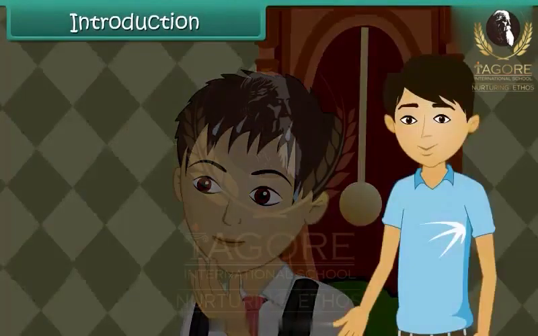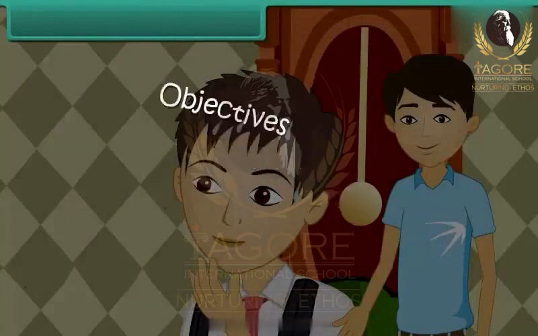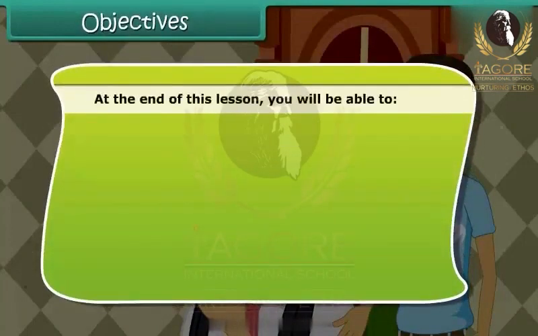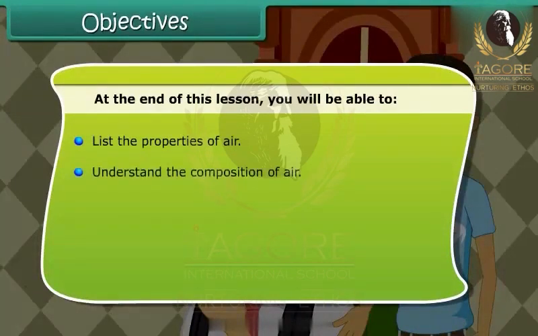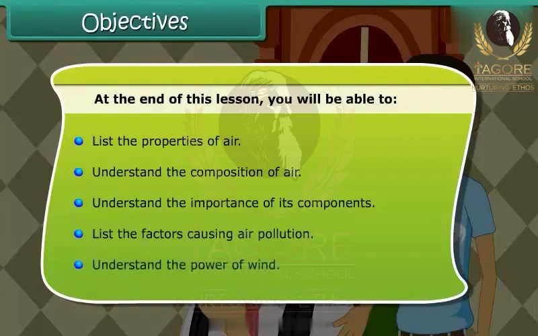In this lesson, we will discuss air in detail. Objectives. At the end of this lesson, you'll be able to list the properties of air, understand the composition of air, understand the importance of its components, list the factors causing air pollution, understand the power of wind.